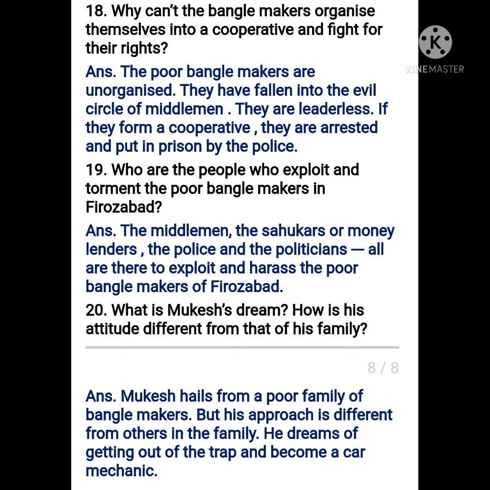Question number 20. What is Mukesh's dream? How is his attitude different from that of his family? Answer. Mukesh hails from a poor family of bangle makers, but his approach is different from others in the family. He dreams of getting out of the trap and becoming a car mechanic.